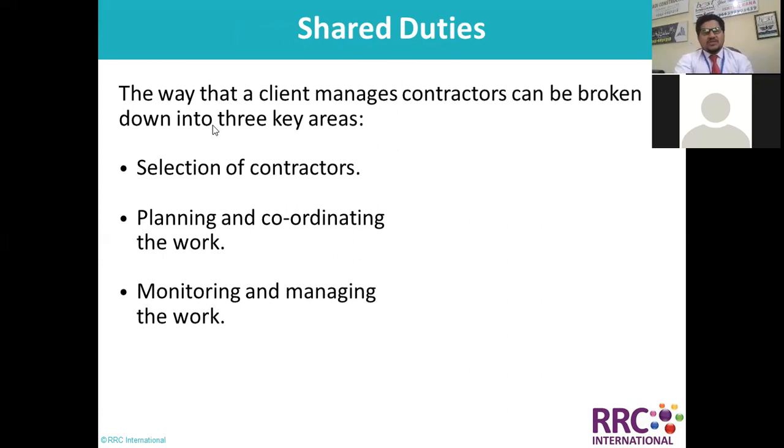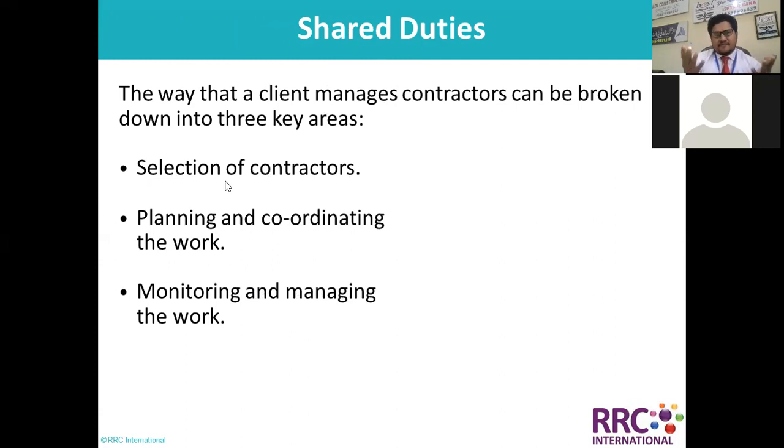So what are the shared duties? The way that a client manages contractors can be broken into 3 key areas. First of all, selection of contractors. How are we going to select contractors? Then planning and coordinating the work, and monitoring and managing the work. I'm sure your company is excellent in the selection of contractors.